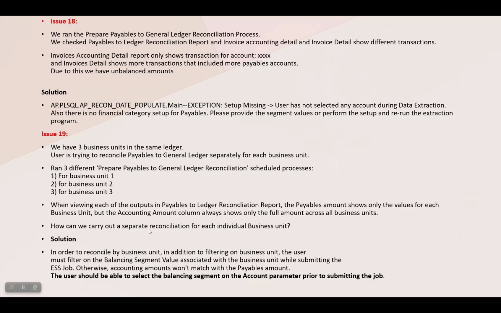How can we carry out separate reconciliation for each individual business unit? In order to do reconciliation by business unit, in addition to filtering on business unit, the user must filter on the balancing segment value associated with the business unit when submitting the job. Otherwise, the accounting amount won't match with the payable amount. The user should be able to select the balancing segment on the account parameter prior to submitting the job. So it's like a combination of business unit with a balancing segment in case you need to get the result separately by business unit.